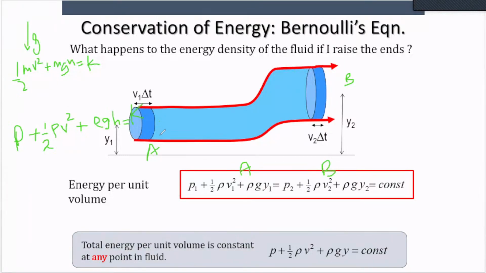So P1 is the pressure here. P2 is the pressure here. So every time you have to understand that any point is equal to another point considering this equation. So what happened here: if you have a low pressure, it means that your velocity is high. If your pressure is low, velocity is high. If velocity is high, pressure is low. This is so-called Bernoulli's equation.